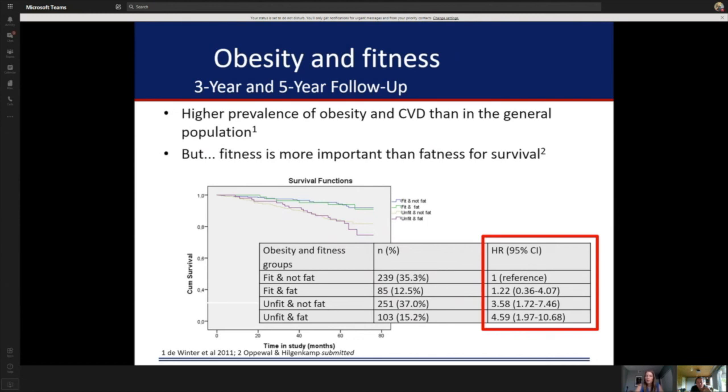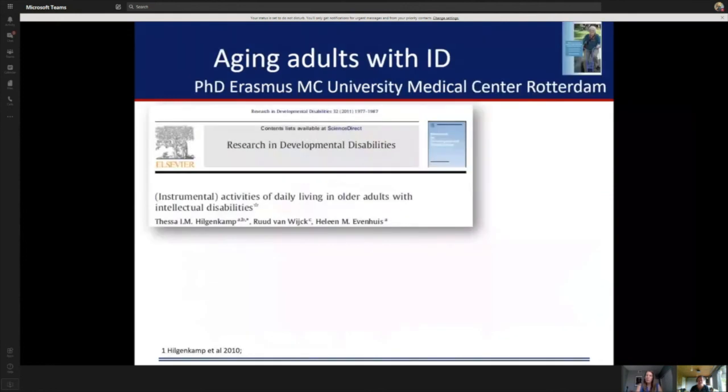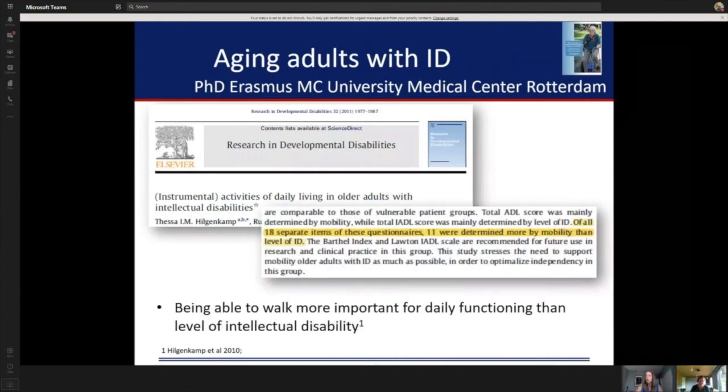Being unfit is a more important risk factor for health and for mortality. We didn't just look at dying. That's not the only thing that matters. We looked at how well people were able to perform activities of daily living, because that's where independence is situated. And in those activities of daily living, it turned out to be more important to be able to walk than what your level of intellectual disability is. So more items were determined by mobility more than intellectual disability in this population.